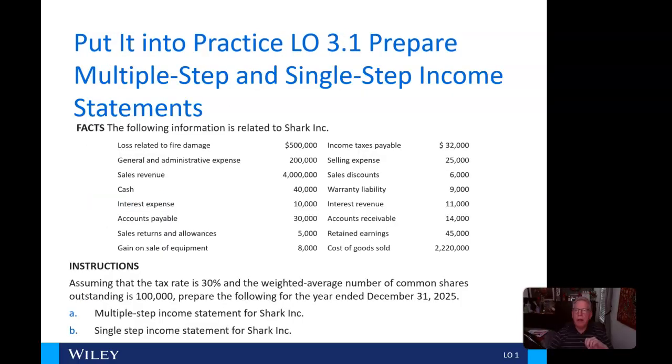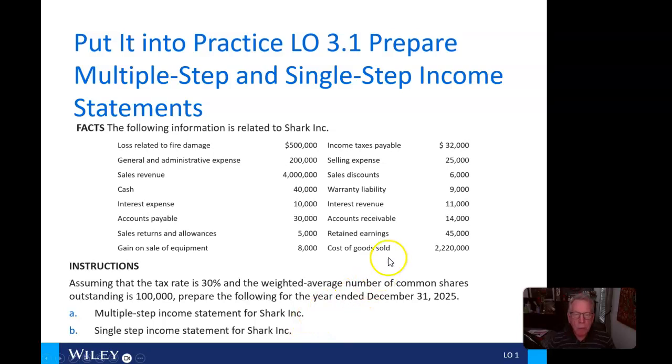So let's put that into practice a little bit with this example here related to Shark Incorporated. They gave you a bunch of information here, which includes a lot of income statement items. And assuming that the tax rate is 30% and the weighted average number of common shares outstanding is 100,000, prepare the following for the year ended December 31st, 2025. And here we have the multiple step and the single step.